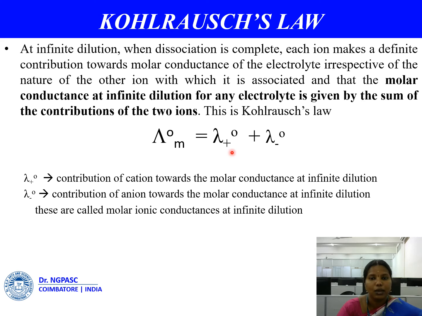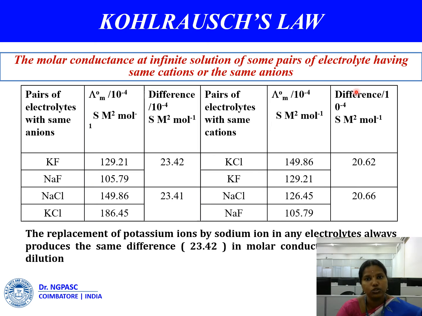What is lambda plus naught? That is the contribution of the cation towards the molar conductance at infinite dilution. Similarly, lambda minus naught is nothing but the contribution of the anion towards the molar conductance at infinite dilution. So this is the Kohlrausch law. So what is the application of Kohlrausch law? Before going into the application of Kohlrausch law, let me explain the importance of the contribution of the anions and cations towards the molar conductance at infinite dilution by taking some examples having same pairs of anions and cations.